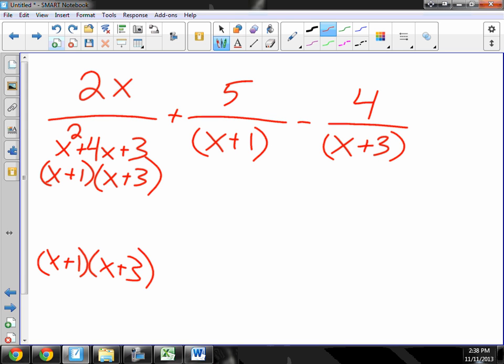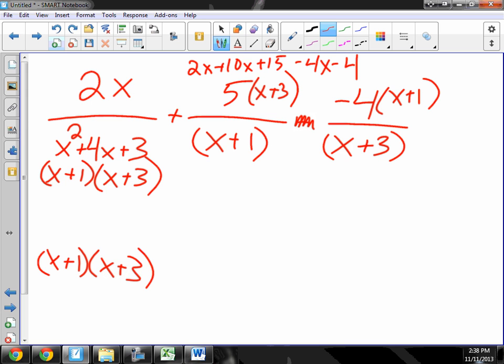What is my first fraction missing? Nothing. It has all the parts in the common denominator. What is the second one missing? So this is missing an x plus 3. And the last one, and I'm going to make that 4 negative, is missing an x plus 1. So 2x plus 10x plus 15 minus 4x minus 4. So that's the numerator. 2x from the first one. The second one gives me 5x. So plus 5x plus 15 minus 4x minus 4. So I simplify that. 2 plus 5 is 7, minus 4 is 3x. And 15 minus 4 is 9.